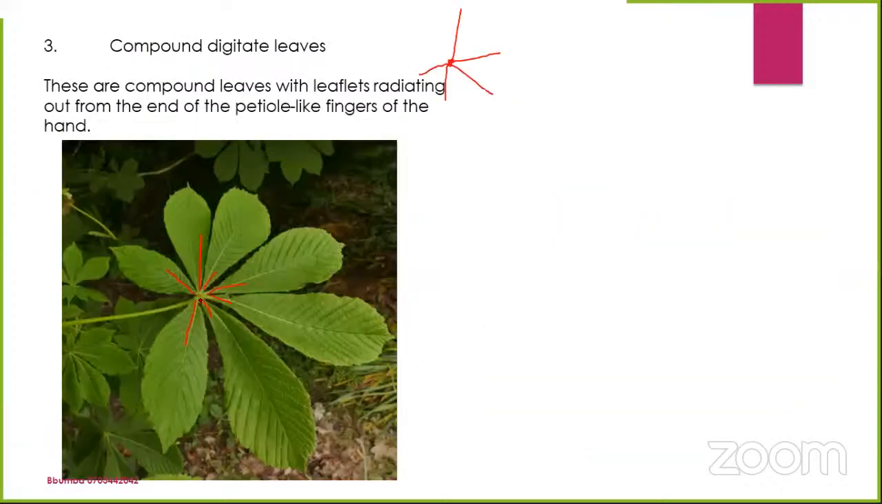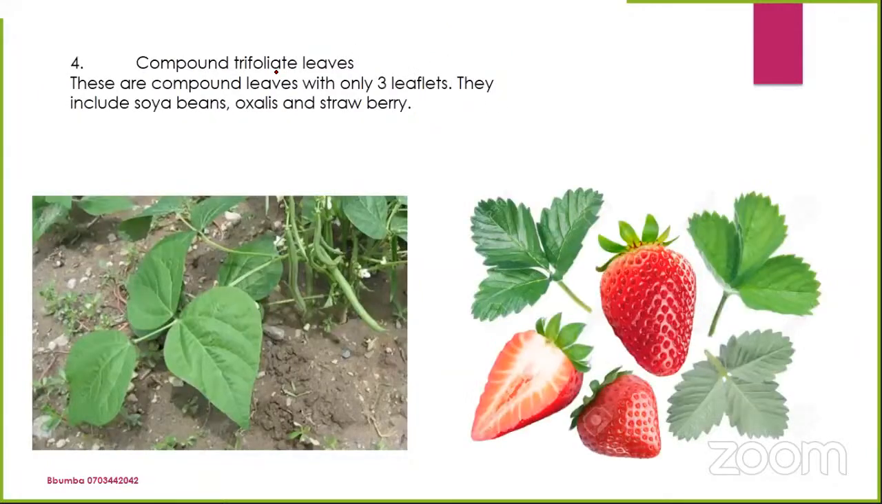The difference between a simple leaf and a compound leaf is that a simple leaf has a lamina that is not divided into leaflets. But for a compound leaf, its lamina is divided into leaflets, okay?